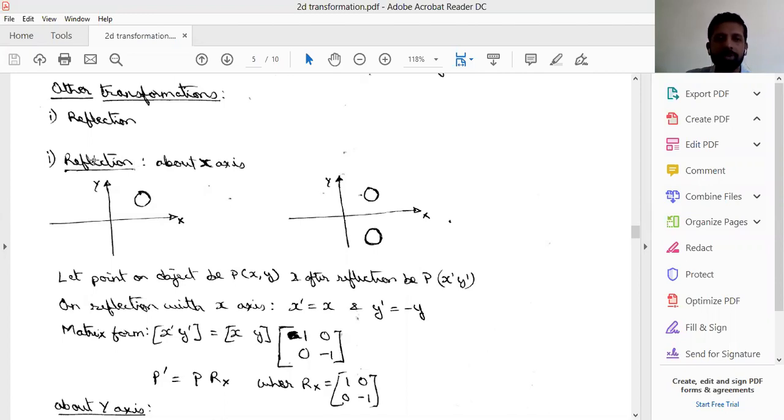So one of them is reflection. Reflection is nothing but we want the object to be mirrored or copied onto the other side, the opposite side. So between these two sides there must be a dividing line or a plane. Since it is a 2D transformation here, it has to be only a line, so that the object is copied onto the other side.